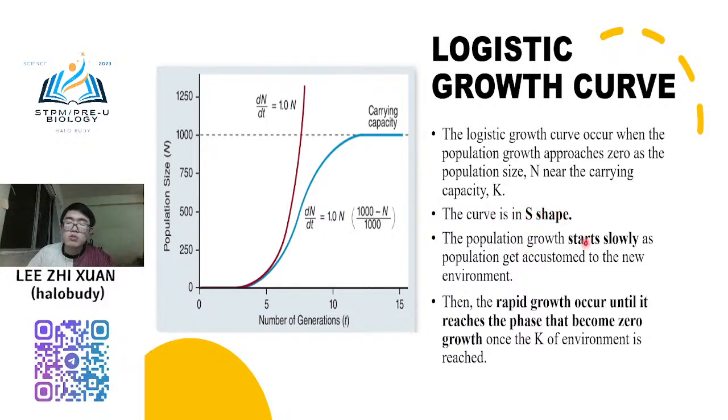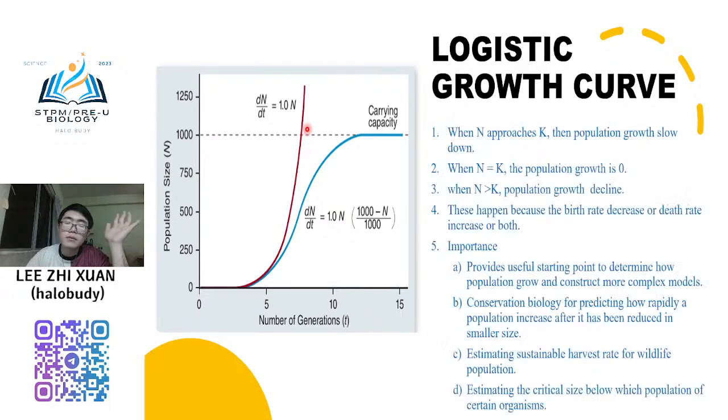Normally it starts slowly, same as the logic of exponential growth. It starts very slowly, and then it will grow rapidly until it reaches the phase where growth becomes zero. So the difference from exponential is that when it reaches the carrying capacity, the growth is stopped. For exponential, the growth is unlimited. Tak ada halangan. Very unlimited.